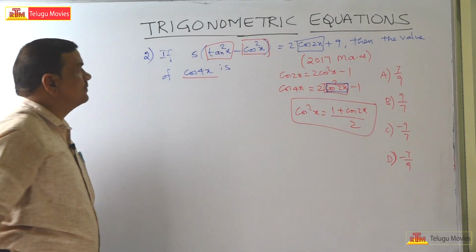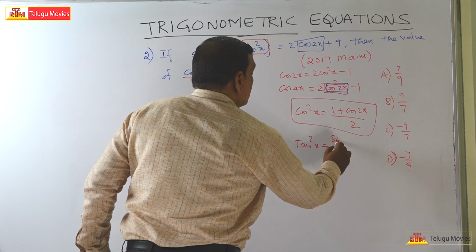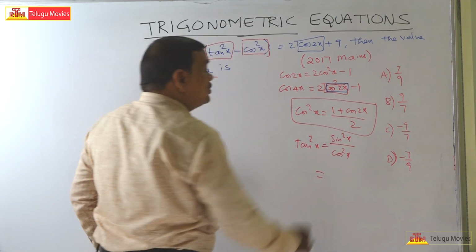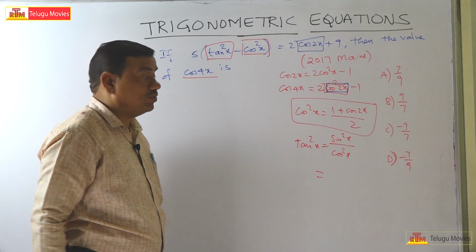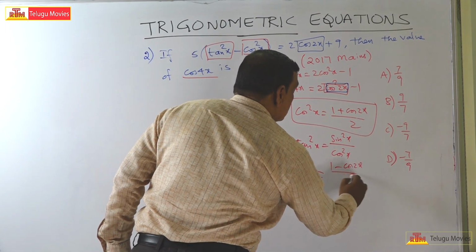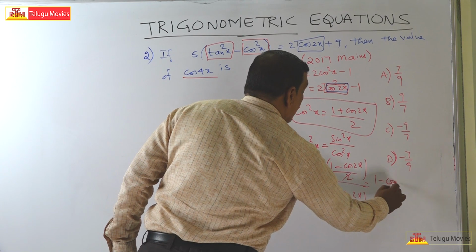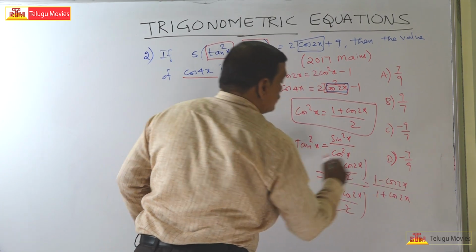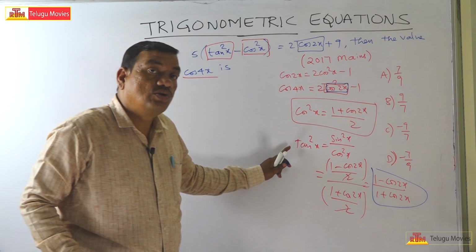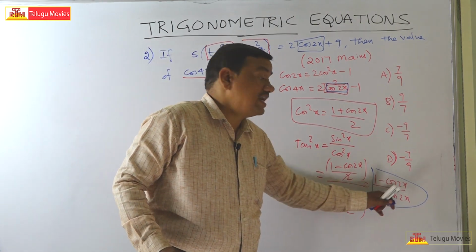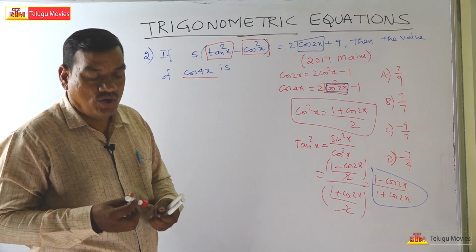What about tan square x? Tan square x means sin square x by cos square x. Sin square x can be written as, just now we wrote cos square x as (1 plus cos 2x) upon 2, so sin square x is (1 minus cos 2x) upon 2. Dividing by (1 plus cos 2x) by 2, this is equal to (1 minus cos 2x) by (1 plus cos 2x). This is also one of the important formulas. So tan square x can be written as (1 minus cos 2x) upon (1 plus cos 2x). So everywhere we are getting cos 2x, and it is very happy to get the solution.